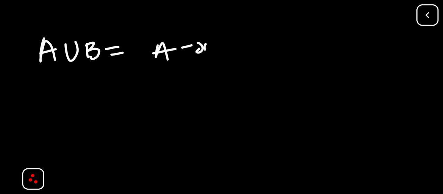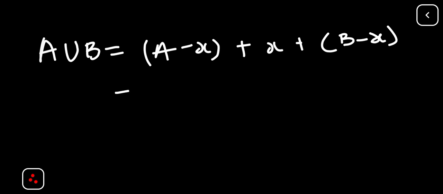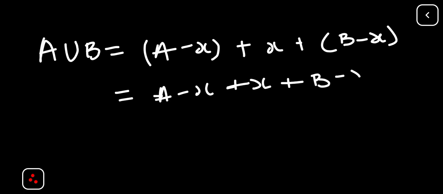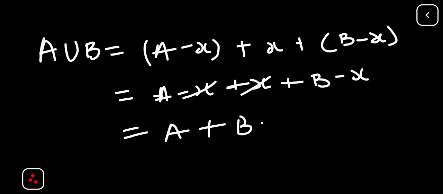So if you combine everything inside, A union B will be equal to A minus X, which is for the first set, plus the intersection, plus B minus X. And then if you bring them together, you have A minus X plus X plus B minus X. Now, minus X and plus X will cancel because minus X plus X is 0. So we'll be left with A plus B minus X. Now this forms the formula for A union B.